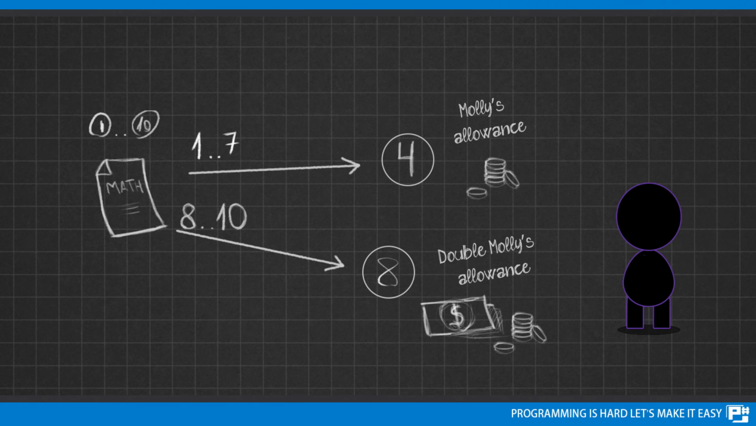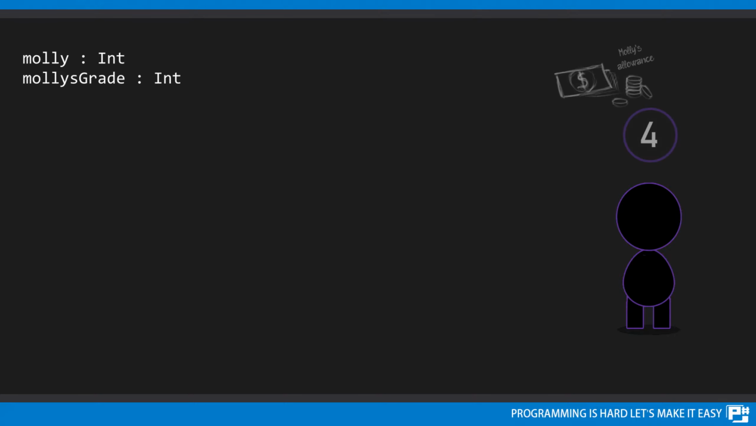How about we turn that into code? We need to hold on to Molly's allowance and her grade, so let's define two variables, Molly and Molly's grade. We know that her allowance is 4, but what we didn't know is that Molly got a 9 out of 10 on her exam. Congratulations, Molly!